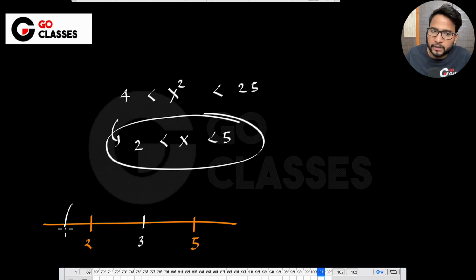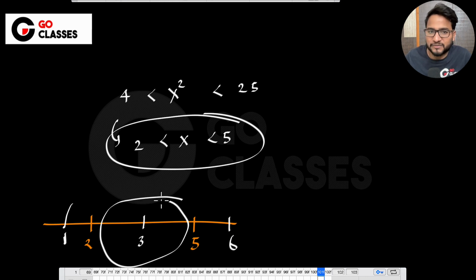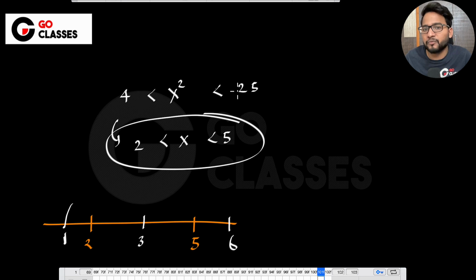If you take any value here, 1, let's suppose, which means you take the value of x outside this range, then does this satisfy? No. If you take, let's suppose 6, then does this satisfy? No. Only in this range does this satisfy. So x square being between 4 to 25 is the same as saying x between 2 to 5.